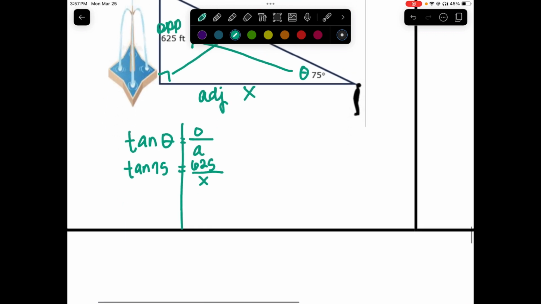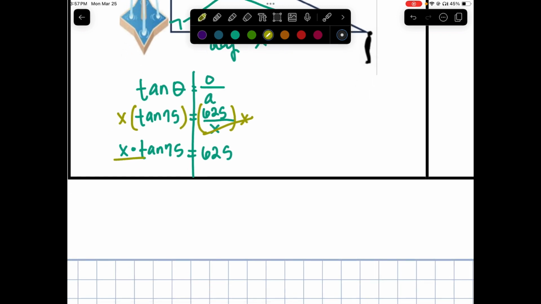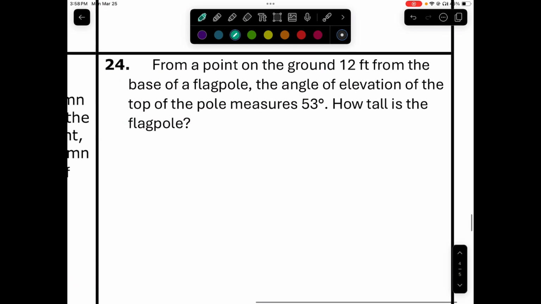And then to get x by itself, first we're going to have to multiply both sides by the denominator. So now we have x times tan 75 equals 625. And then we can just solve for x by dividing both sides by tan 75. It's going to cancel out. So now we have x equals 625 divided by tan 75 is 167, and I need you to round this to the nearest whole number. So we'll leave it just like that. Go ahead and try number 24.